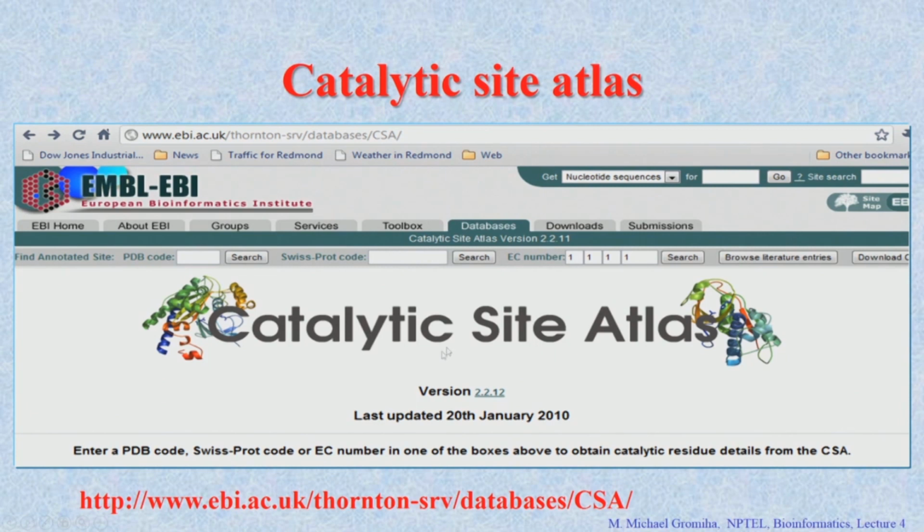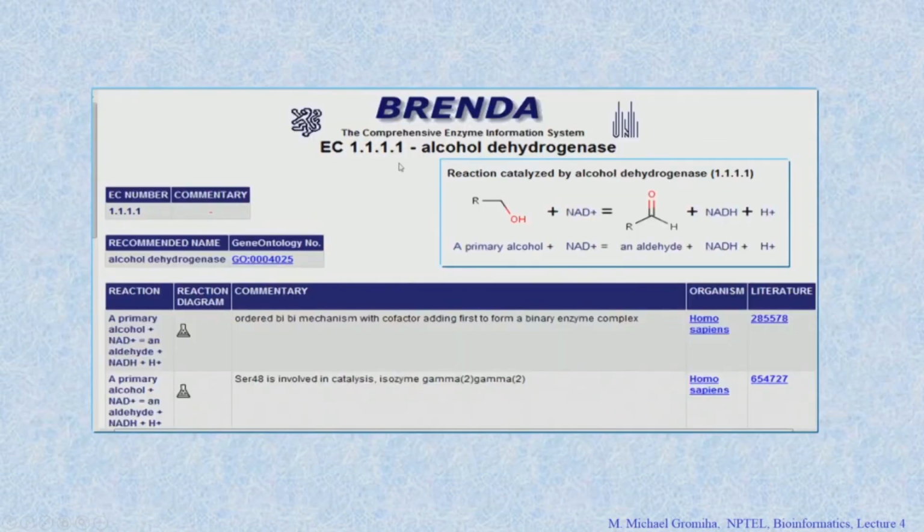Now you can get the catalytic site information based on various aspects. You can search with the PDB code, the SwissProt code or the UniProt code, or the EC number. Here I give the EC number 1.1.1.1. What is 1.1.1.1? Alcohol dehydrogenase, right? If you give this, it will show you all the PDB codes related to alcohol dehydrogenase. How do we get so many PDB codes? Different organisms, different mutations and different resolutions. So there are various options to get the same protein with different codes.